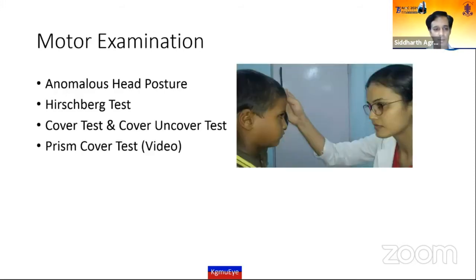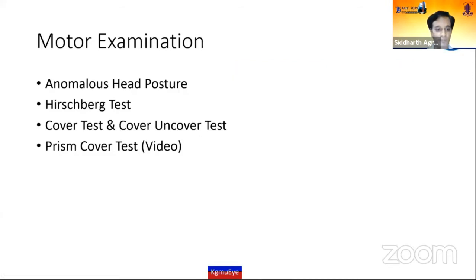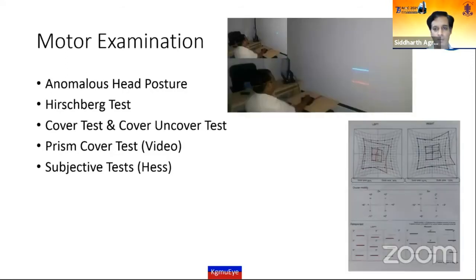And the deviation is confirmed with the prism and cover test. An important point to note is that the child should be fixing at a target which could be an accommodative target mounted onto the spectacle frame of the examiner, as can be seen in the photograph. Subjective tests in patients who complain of diplopia, like the Hess charting, may be performed, and it is important to eliminate the head posture by performing these tests.